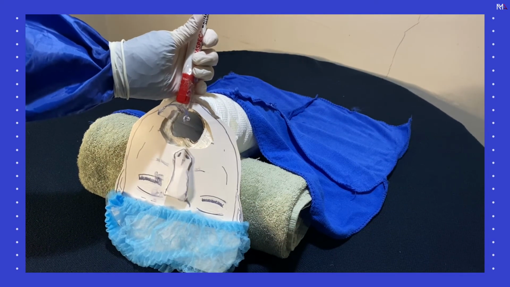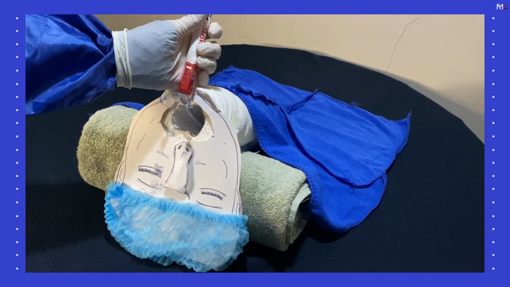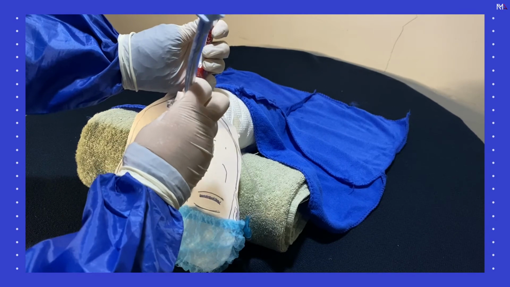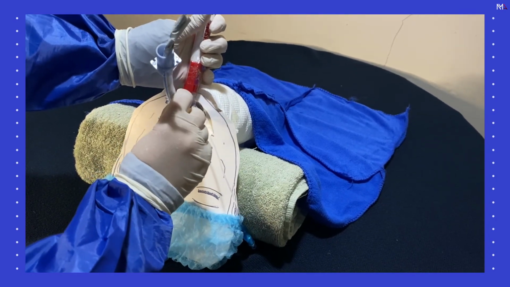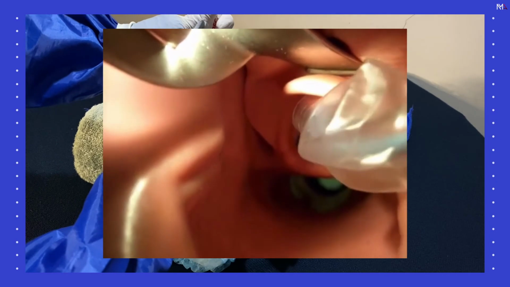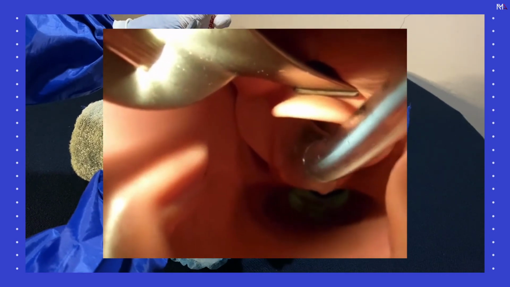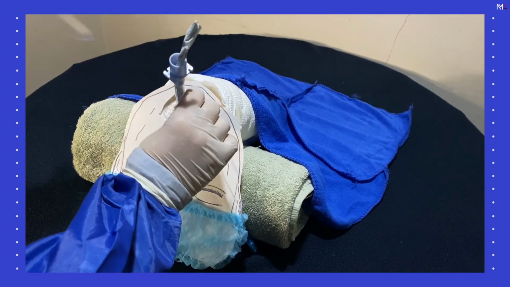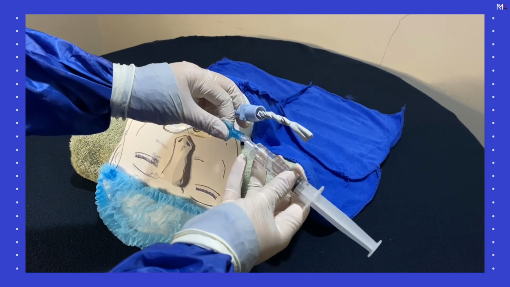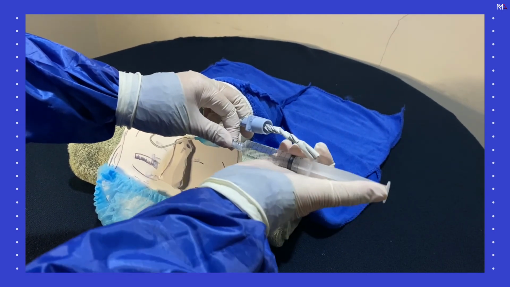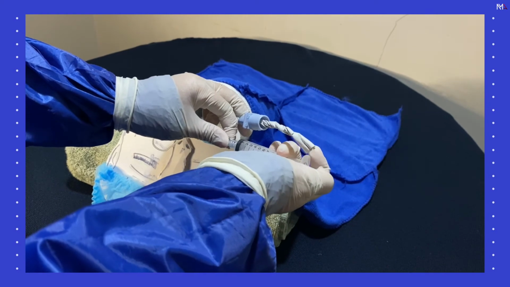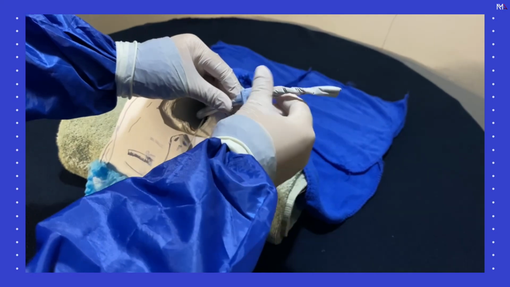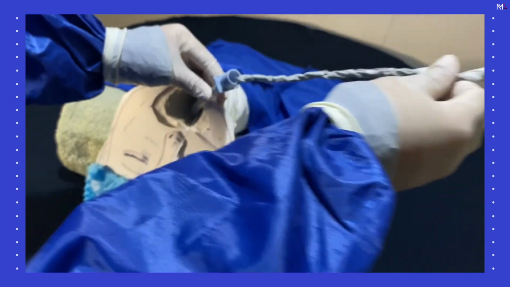A 7.5 mm in diameter endotracheal tube is used for this patient. Introduce the tube at the right corner of the mouth. The tip of the tube must pass through the glottis opening, then advance 2 cm until properly in place. Remove the laryngoscope. Inflate the balloon with air using a 10 cc syringe. Remove the stylet and connect the tube to a breathing circuit or a bag valve mask.